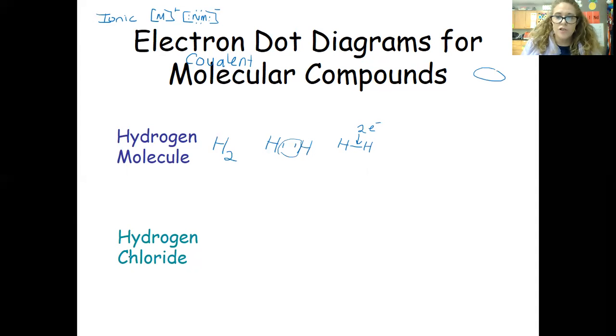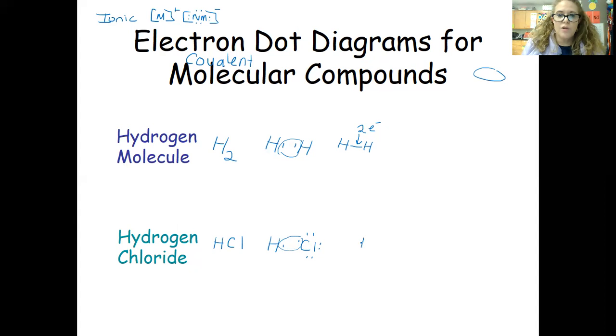So now let's look at hydrogen chloride, right? We have H and a Cl. Hydrogen has one valence electron, and chlorine has 7 valence electrons: 1, 2, 3, 4, 5, 6, and 7. Chlorine has one open spot. It needs to form one bond. Hydrogen also has to form one bond. So together they can share those electrons to form a bond.